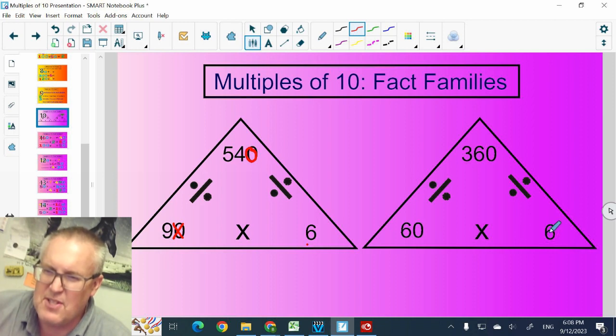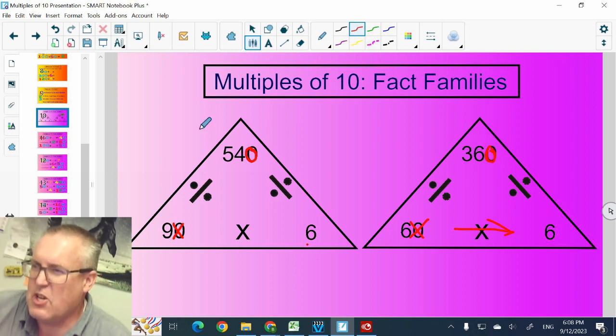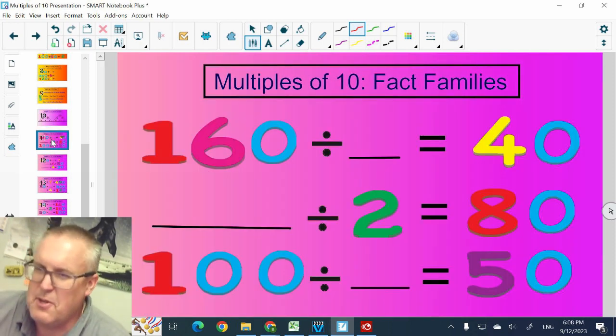On this side, we go 6 times, remember, pretend that 0's gone. 6 times 6 is 36. Then we just slap that 0 back. Or, if we go the other way, we can get rid of that 0 again for a second. 6 times 6 equals 36. Then slap the 0 back. Kind of cool how that'll help you out. So you can still use your cheat sheet with these big numbers. Alright, let's go to the next page.